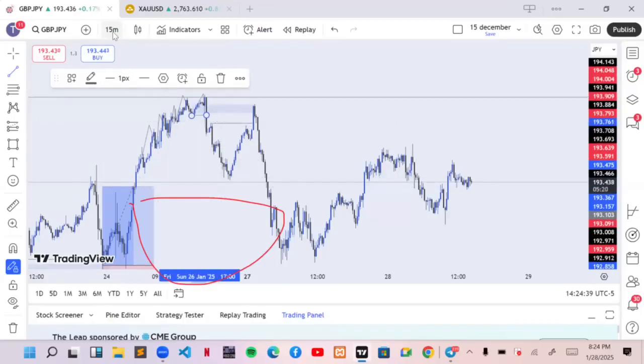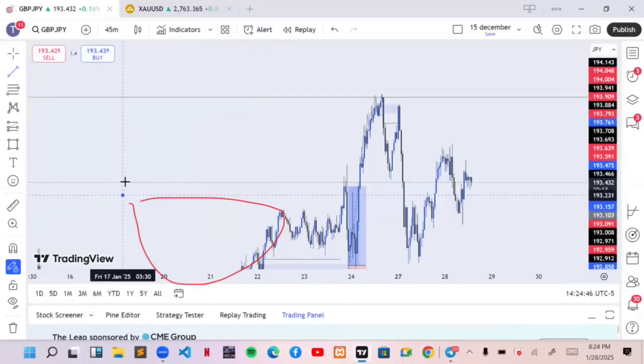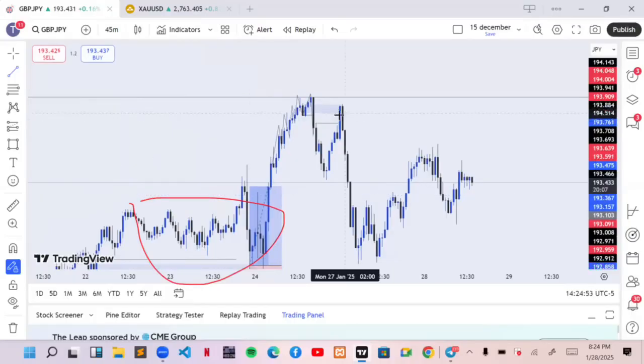Now the third one is your POI. I advise you when picking POIs, try to check higher time frames first to understand where to place your stop losses for your POI. So this is our inducement. There's a breaker here, there's an order block here.